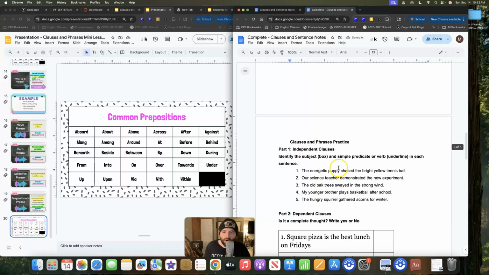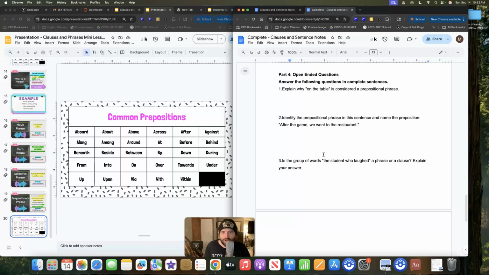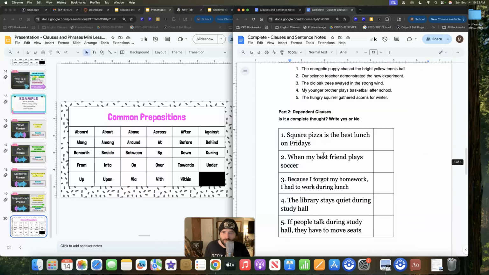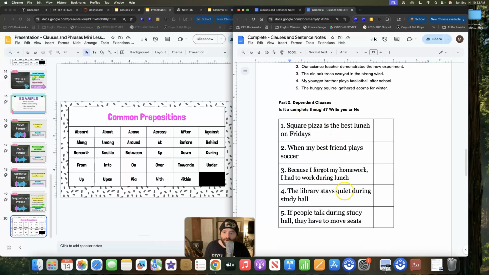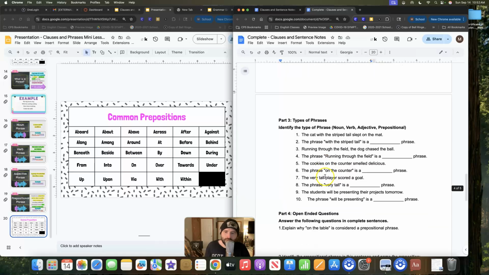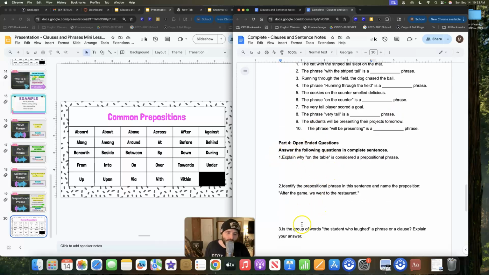But here are just 2 pages of practices that I want you to work on. Essentially, in practice 1, you are just telling me where the subject and the predicate are in these complete sentences. Here you're going to tell me, are these independent or dependent clauses? Here, what type of phrase do you see, is it a noun, verb, adjective, or prepositional? And finally, some open-ended questions here at the end. Okay, and then I will check it, and then there will be a graded practice after that.